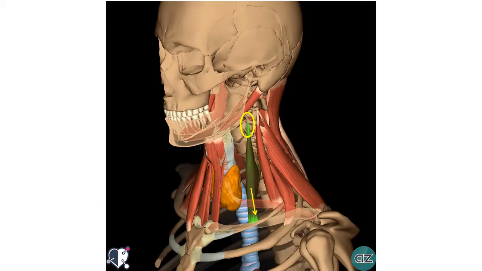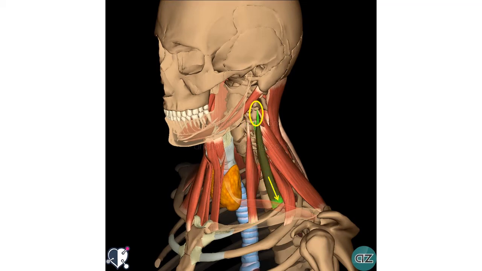Do you know which muscle this is? Going from the cervical spines down to the first rib. This is scalenus anterior, and this one is scalenus medius. Both of them are attached to the first rib, and this is scalenus posterior attached to the second rib.